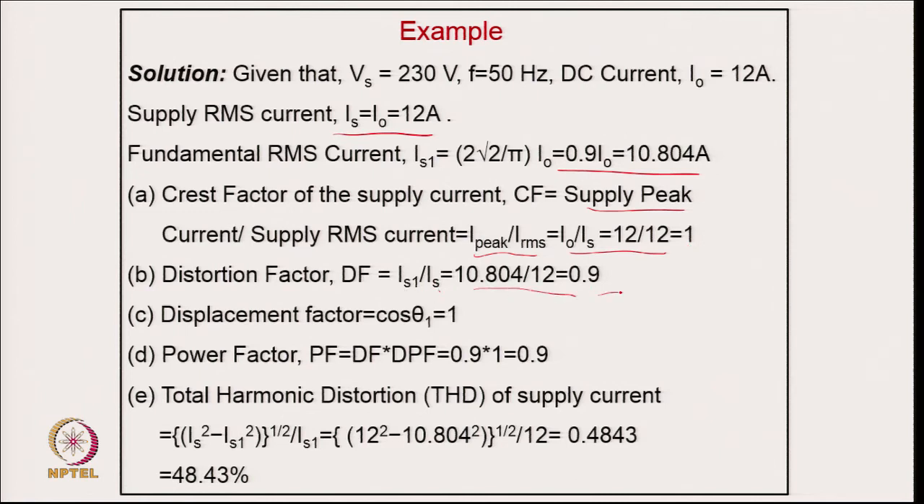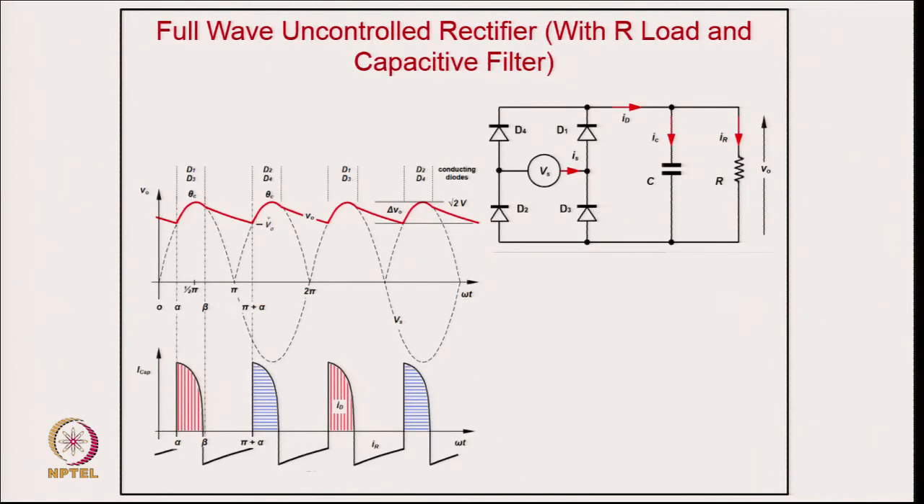So, it comes to 0.9. And the displacement factor, because of the diode, you will have the fundamental current in phase with the fundamental voltage. So, it is 1, and the power factor is 0.9. This reduction in power factor from unity to 0.9 is only because of the harmonics, not because of reactive power. And the total harmonic distortion, if you put in the value, comes to 48.43%. So, harmonics are causing a reduction in power factor, or they will increase the RMS current in the supply system compared to the power which you are drawing here.